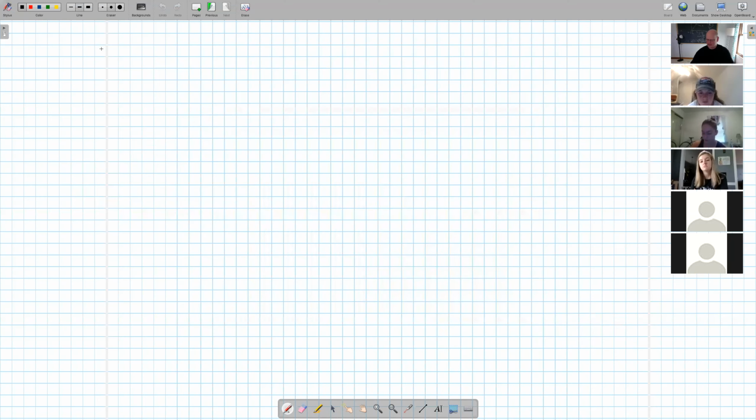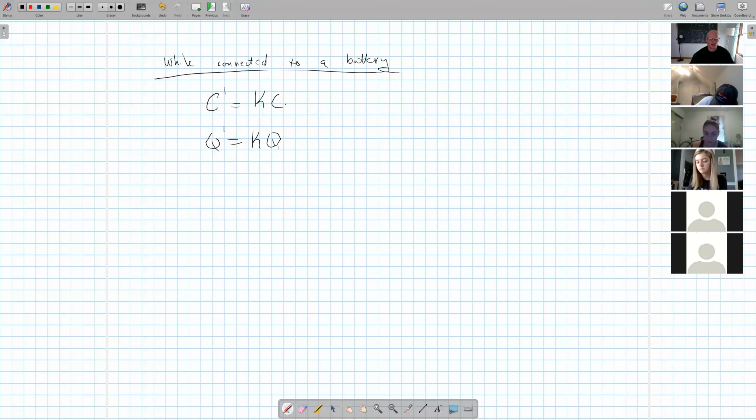So if we insert the dielectric while connected to a battery, what happens in this case is we get a new capacitance, which is equal to the original capacitance times the dielectric constant. The charge, we get a new charge, which is equal to the original charge, also times the dielectric constant. And the energy stored also goes up by an amount of the dielectric constant.